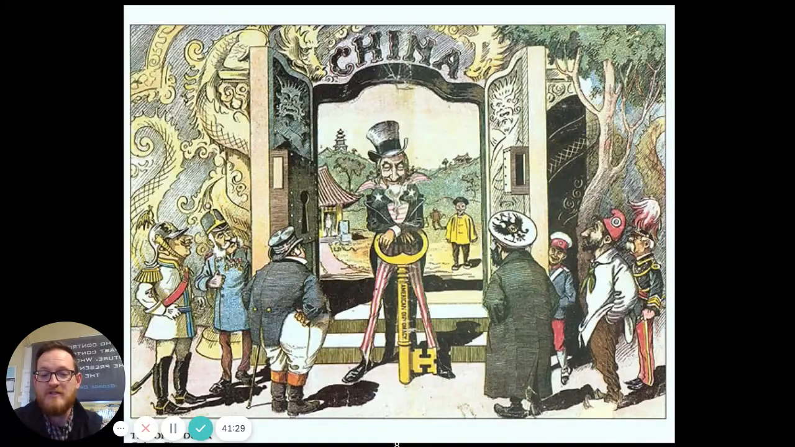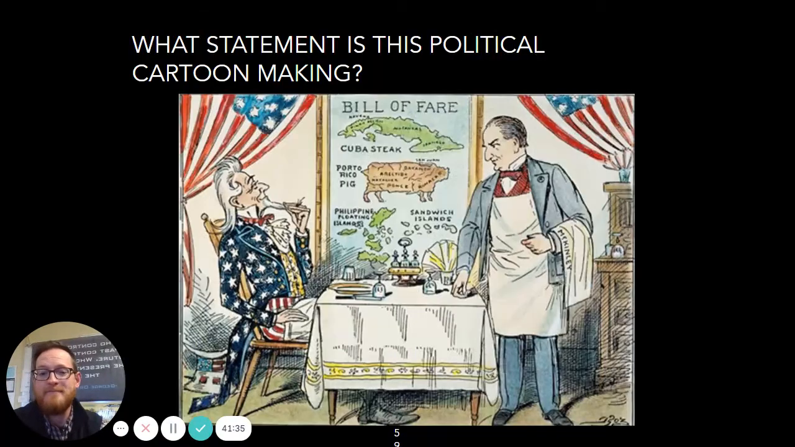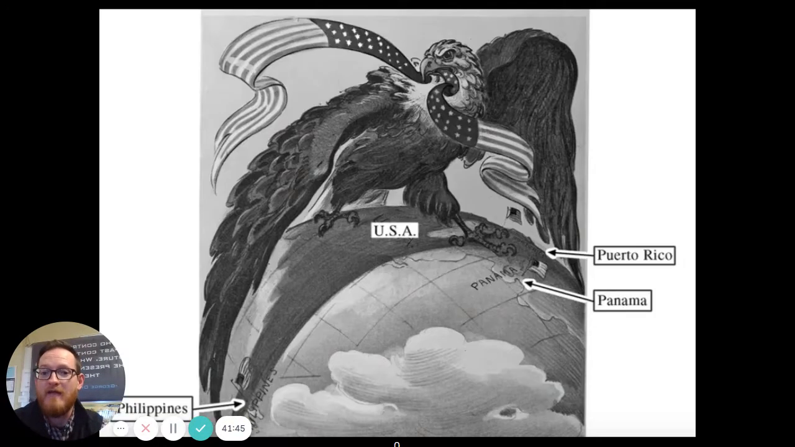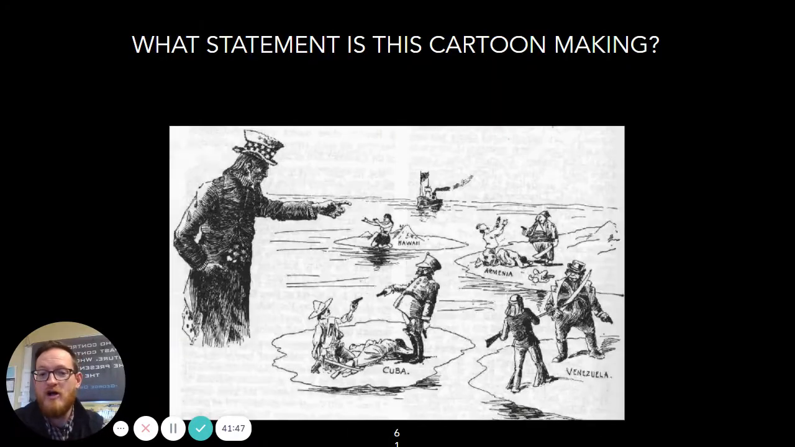This one here is to represent, of course, the open door policy. And as far as the open door goes, us standing at that door with the key. This one right here, you have McKinley here serving Uncle Sam, and look at the menu there. You can get an idea of what Uncle Sam orders from that menu. I'll give you a hint, everything. I already showed you that cartoon there.